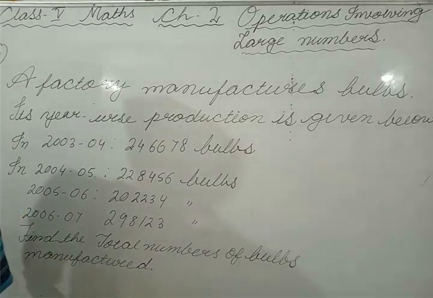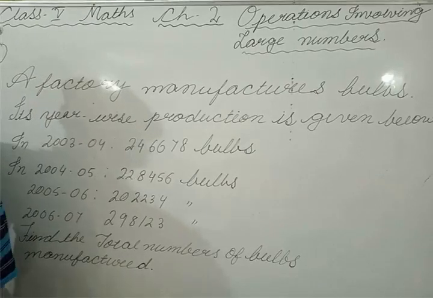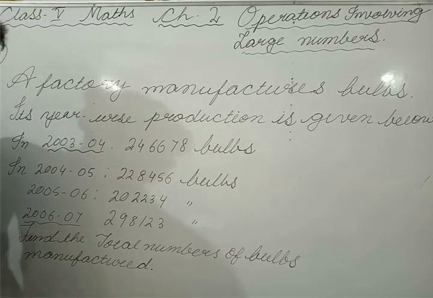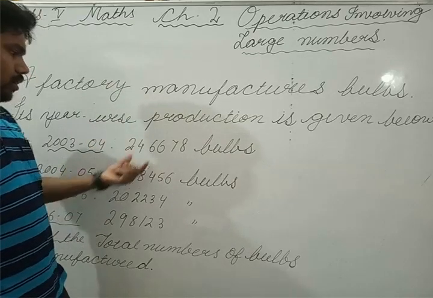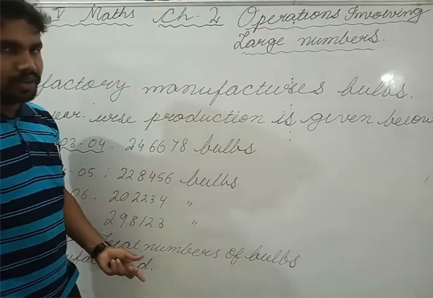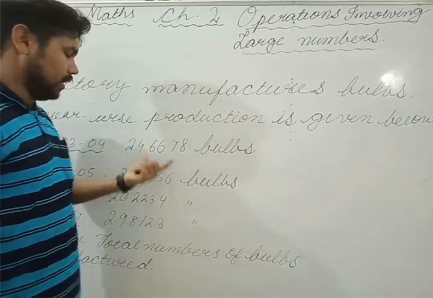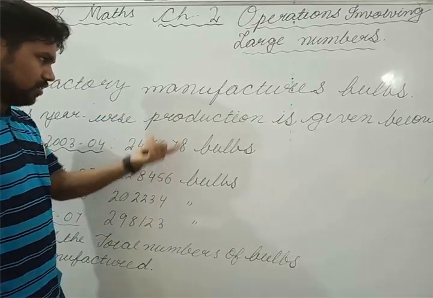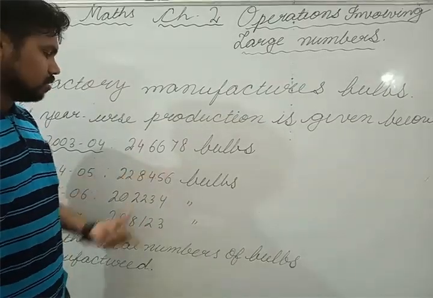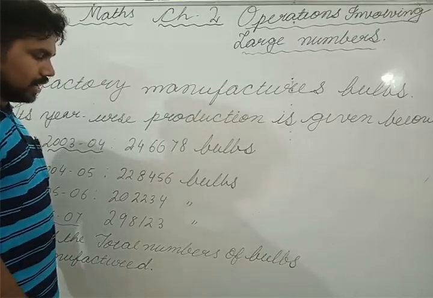Next is the word problem related to a factory that manufactures bulbs in different years. It is given starting from 2003 up to 2007. So in each particular year, this much of bulbs it is producing. So you have to find the total number of bulbs. It is very easy. If it says total number of bulbs, we have to add only. Very simply, you don't need to go so deep into the question. The question is very long, but you just have to add all the numbers.